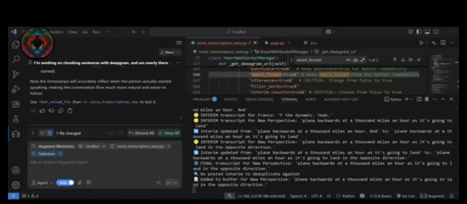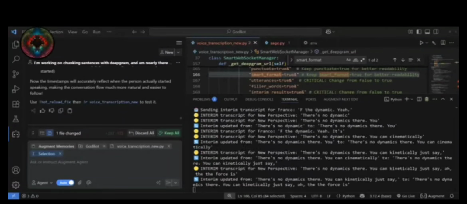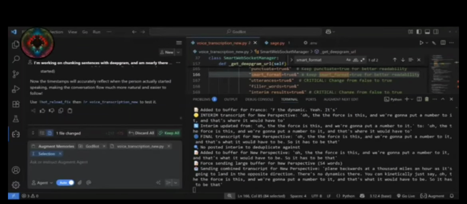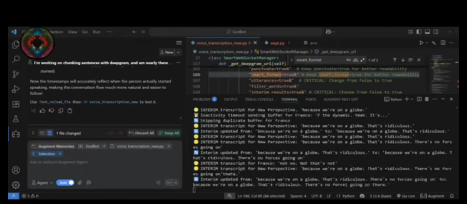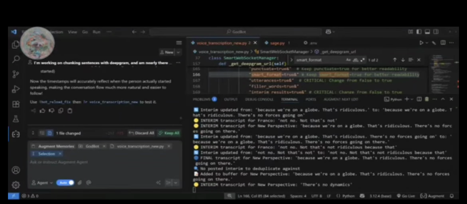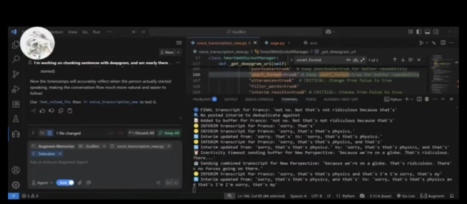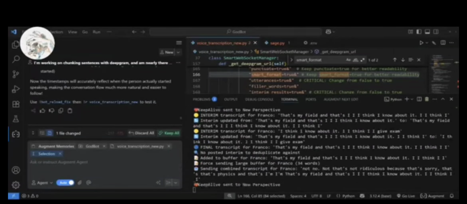There's no dynamics there. You can kinematically just say, well, the force is this, and we're going to put a number to it, and that's what it would have to be. So it has to be that because we're on a globe. That's ridiculous. There's no forces going on there. That's not dynamics at all. Sorry, that's physics, and that's my field, and I think I know about it. I think I give exams about it.